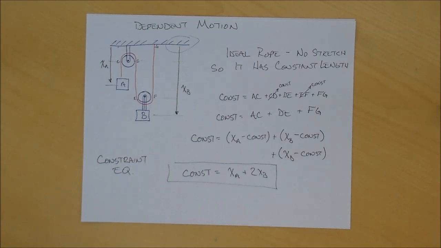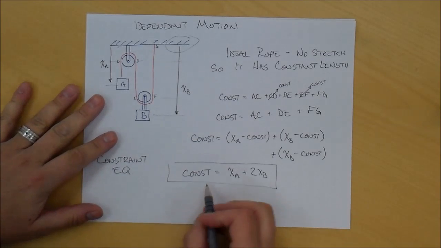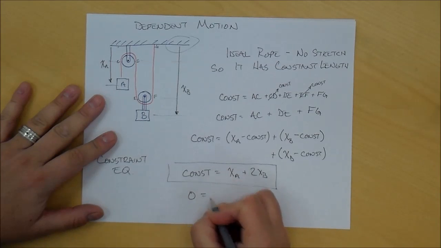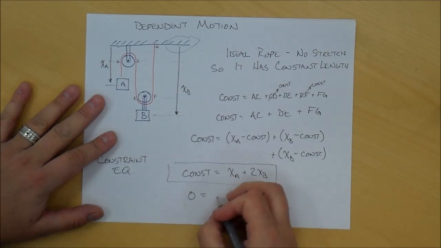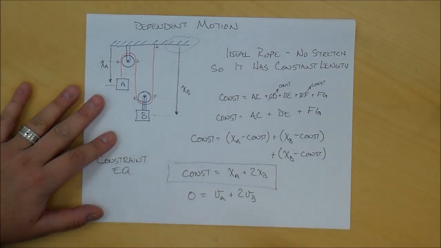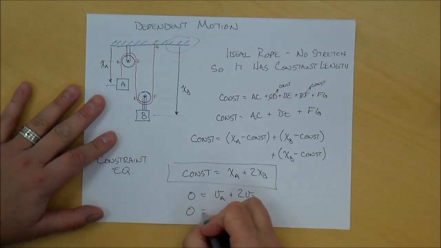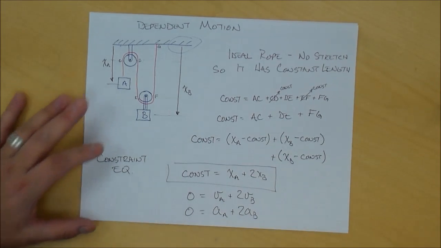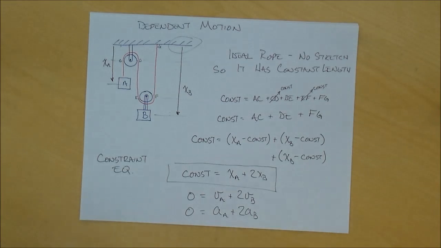The motion of particles A and B are constrained to move according to that equation, right? And now the most valuable part is that I can take the derivative of this equation. The derivative of a constant is 0, and the derivative of XA is VA plus 2VB. And likewise, the derivative again, acceleration of A plus 2 times the acceleration of B. So these are three constraint equations on the motion of the two particles. Okay?